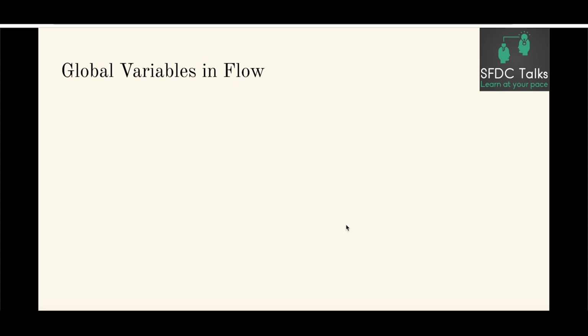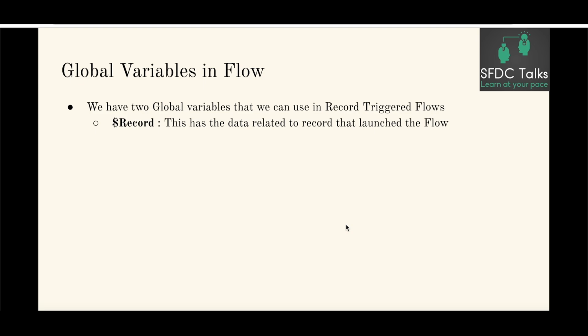Now, before going into the actual example, let us understand something called global variables in flow. We have mainly two global variables which are used every time whenever we are working on record trigger flows. One is $record. This has the data related to the record that launched the flow. Whenever I'm doing any DML operation like insertion, deletion, or update of a record, the record data which is triggering the flow is captured into $record. This is something like trigger.new in Apex triggers.